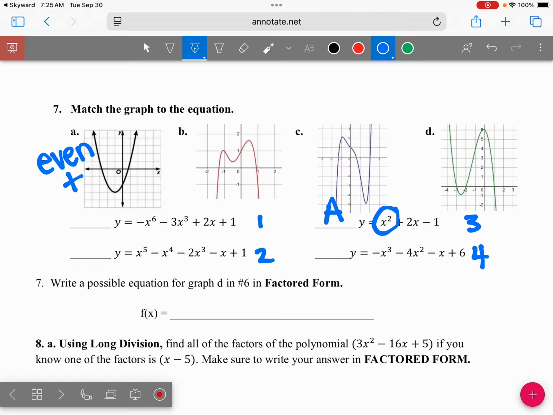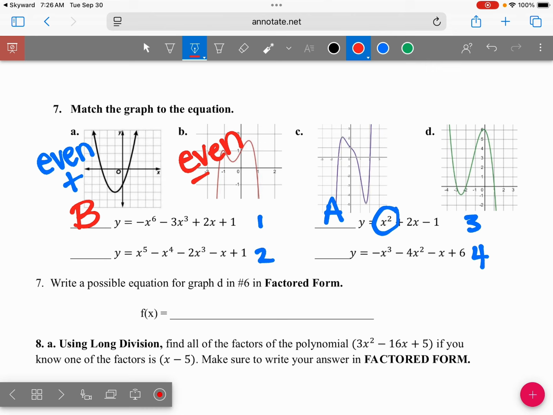All right, Charles, what do you think about B? What kind of graph is it? Even, odd, or positive, negative? Did you say even, negative? All right, so which one would you match it with? Yep. Because 6 is even, and that first number is negative. So this would be graph B.